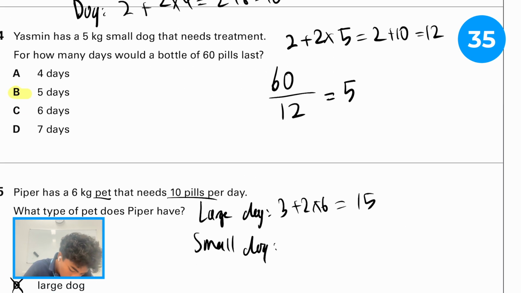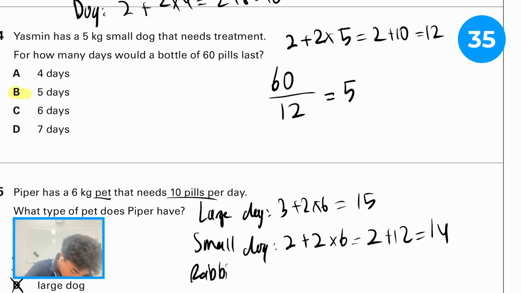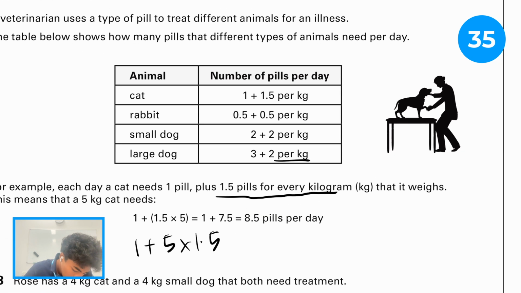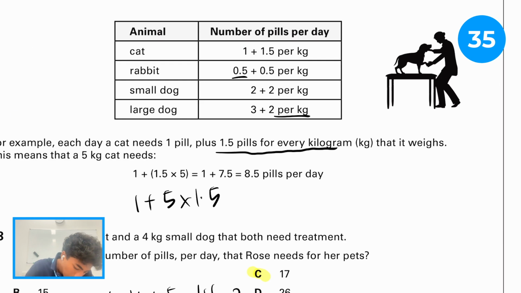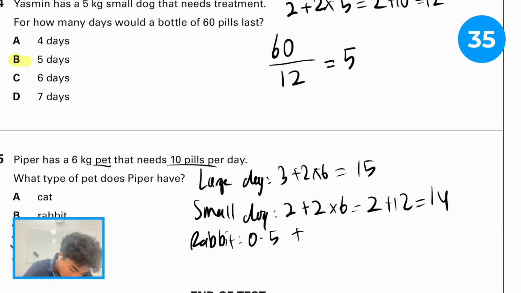Let's look at a small dog. A small dog has 2 pills and then needs 2 per kilogram. So it's 2 plus 12, so 14. That means it can't be a small dog. Let's look at a rabbit. The rabbit needs 0.5 up front, and then 0.5 per kilogram. So 0.5 plus 0.5 times 6, which is 3 plus 0.5. So 3.5 pills. That means it can't be a rabbit.